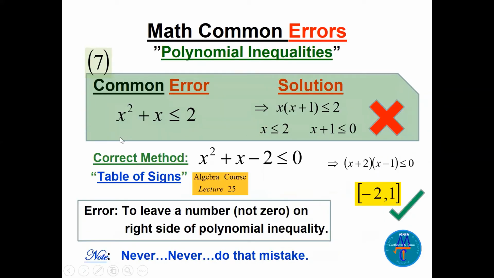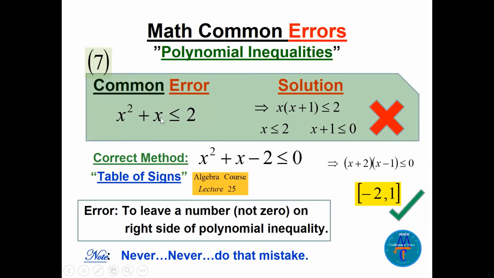Number 7, if we have a polynomial inequality like x squared plus x less than or equal to 2, big mistake. If you take a common factor here, x plus 1 less than 2, and then you take x less than or equal to 2, or x plus 1 less than or equal to 0, or whatever, everything is wrong there. The correct method, table of signs. Table of signs in algebra course lecture 25.